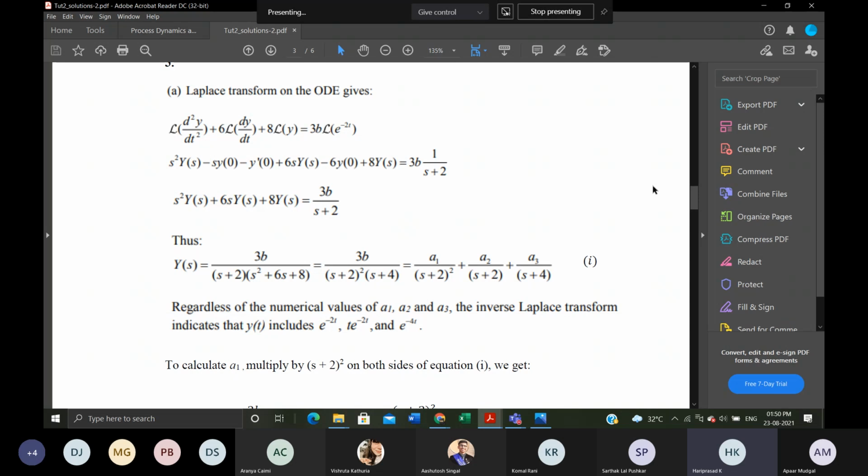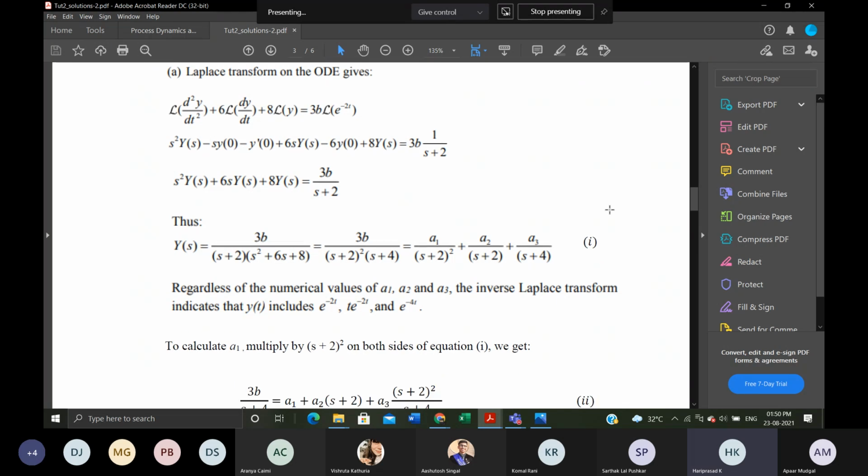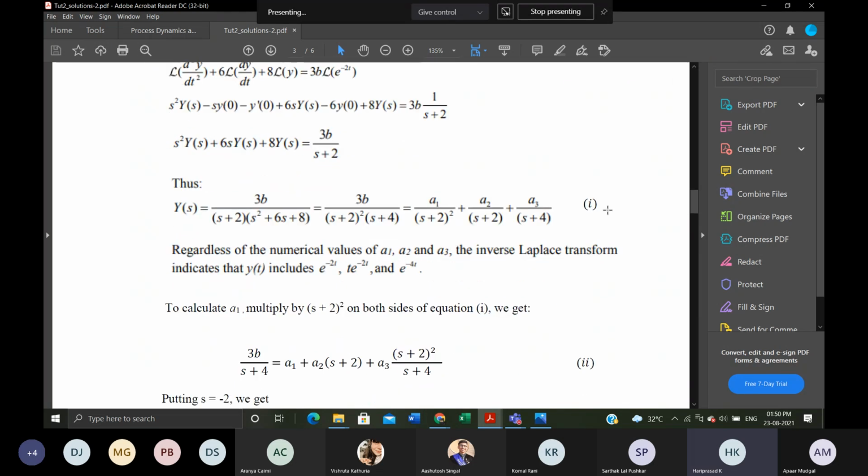The same thing over here: A by s plus 2 square, a by s plus 2. A1 because both of them are different fractions, and A3 for the third fraction. Okay, so now what have you done? You have decomposed them into the standard form. So you will be able to calculate the inverse of these terms, but you are not done.